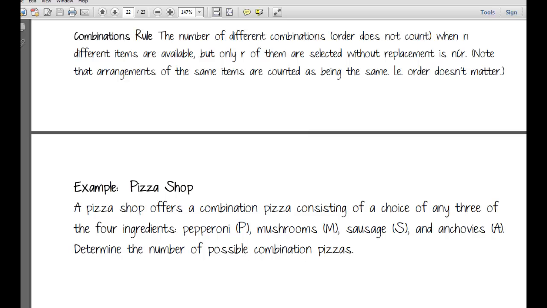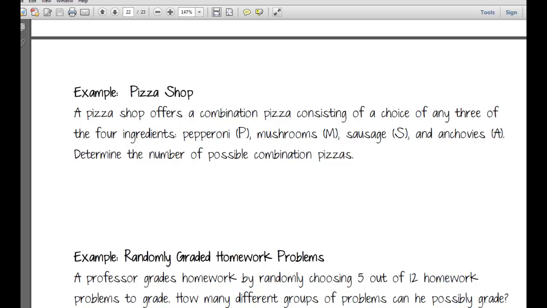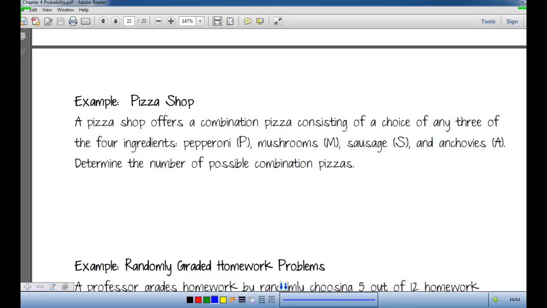Okay, so for instance, a pizza shop offers a combination pizza consisting of a choice of any 3 of the 4 ingredients: pepperoni, mushrooms, sausage, and anchovies. Determine the number of possible combination pizzas. Okay, so I look at this, and key to me, first of all, is I'm determining a number, not a probability.